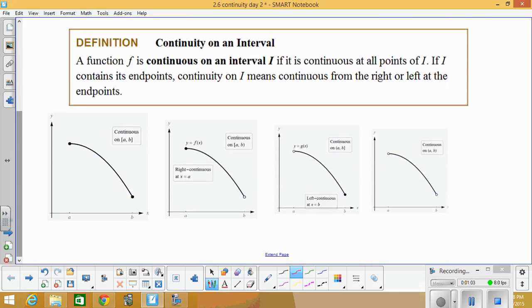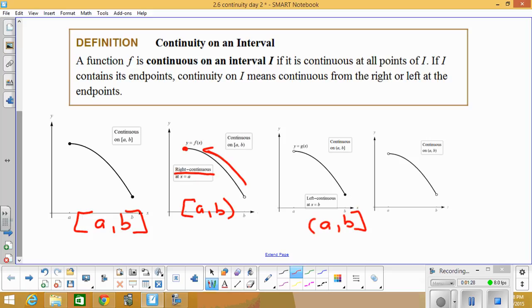Here are examples. We have continuous where both endpoints are included. Then we have this next example where only the left endpoint is included, so we say it's right continuous, coming from the right. The next example, only the right endpoint is included, and that means it's left continuous, coming from the left. Last one, neither endpoint is included, but we do have a continuous interval.